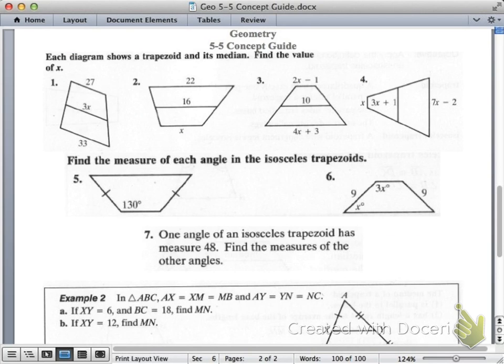Now, on the other side of our sheet, we have some questions like what I will be expecting you to do, like what we just did in the previous examples as well. Let me just walk through two of these with you.